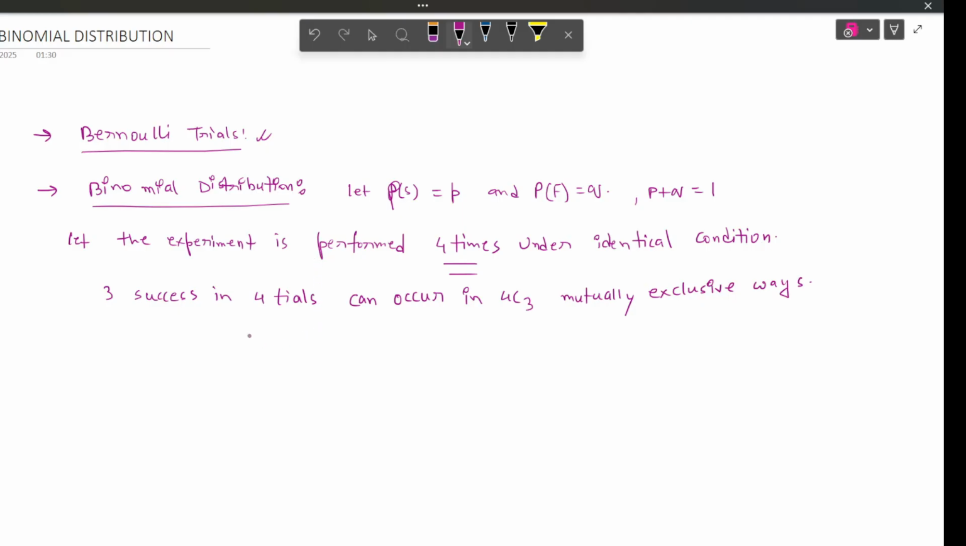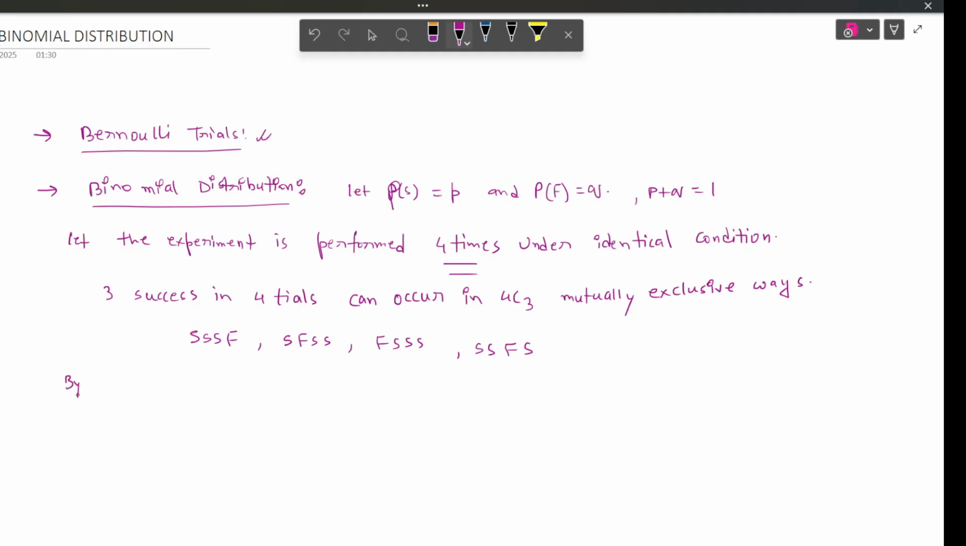Okay, so that means 3 successes in 4 trials. How can it happen? Success, success, success, failure; success, failure, success, success; failure, and then success; 2 successes, 1 failure, and 1 success, right? In this manner, 3 successes and 1 failure can happen out of 4 trials.